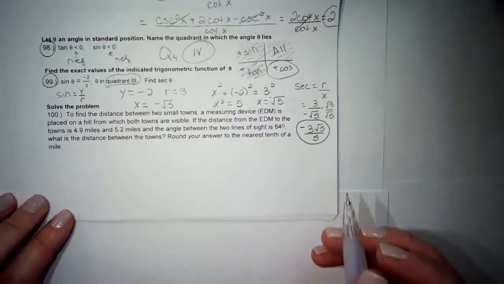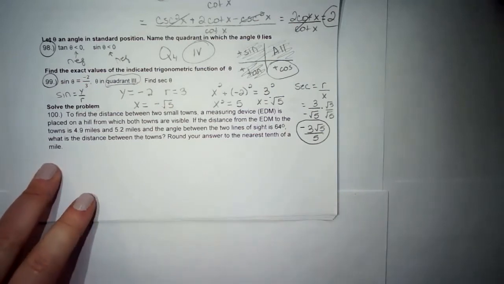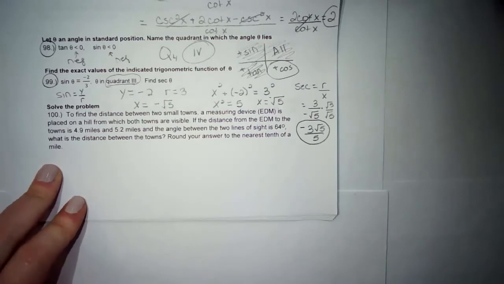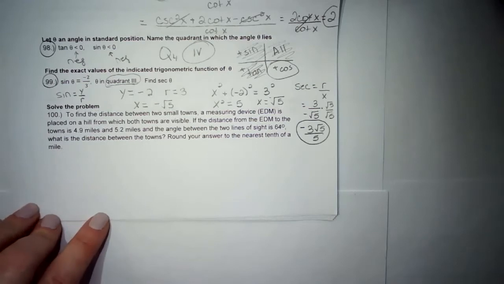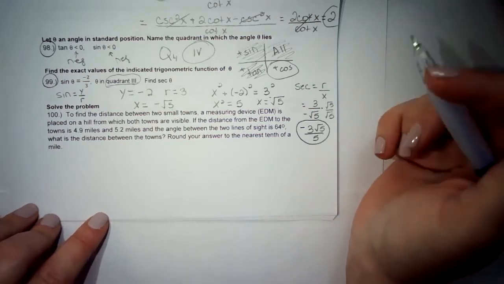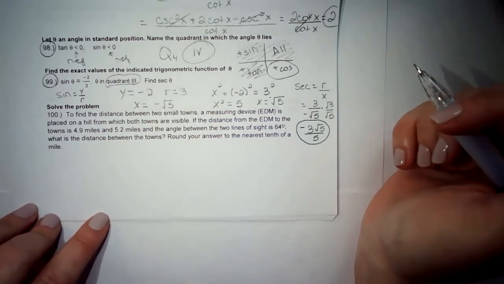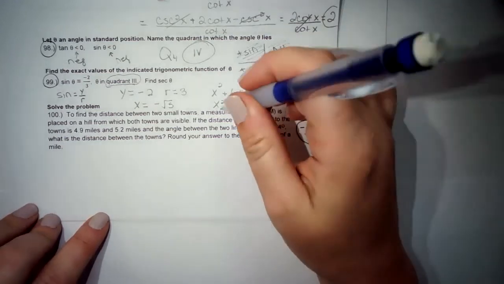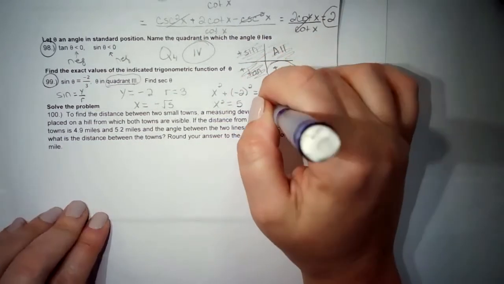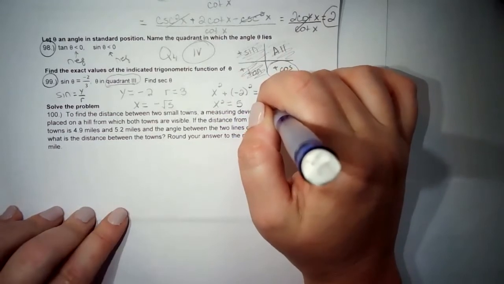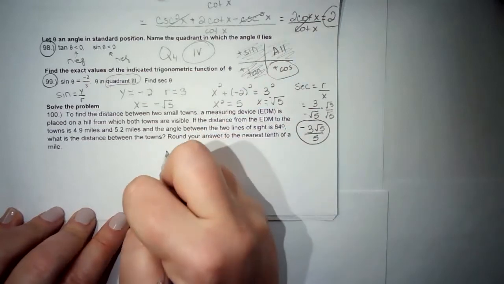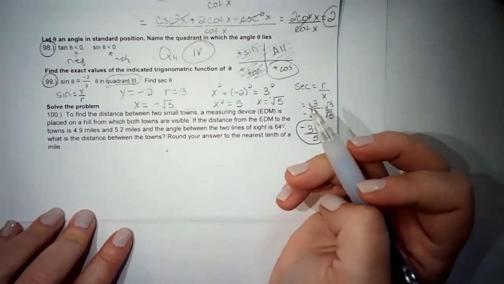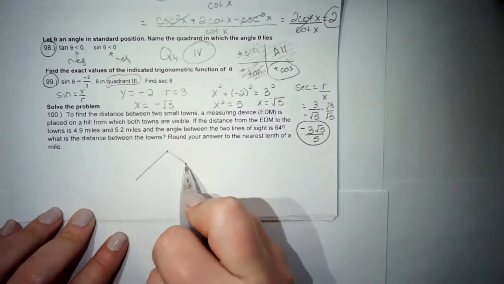Okay, number 100, that sounds crazy, is another one of your word problems, okay? So you're not going to have any crazy airplanes or cruise ships or any of that nonsense, but you do have this. You want to find the distance between two small towns, and you're going to use a measuring device called an EDM. I thought EDM was like electronic dance music or something. I don't even know what an EDM is. But it's going to be placed up here on a hill. Here's your EDM.